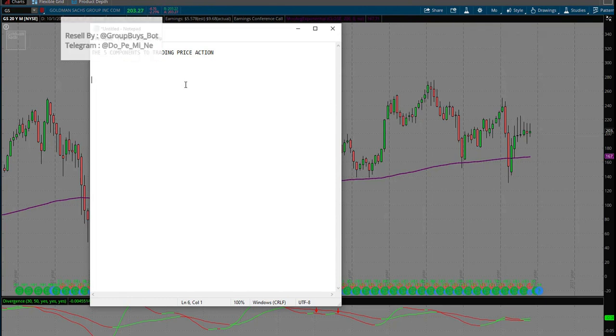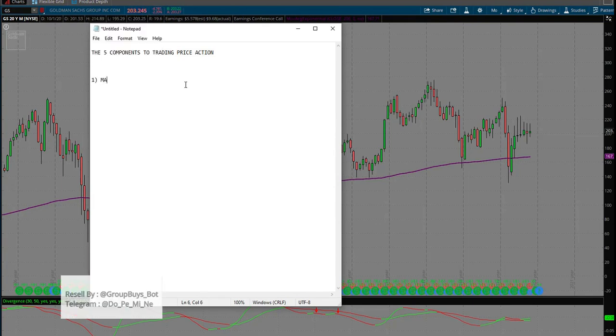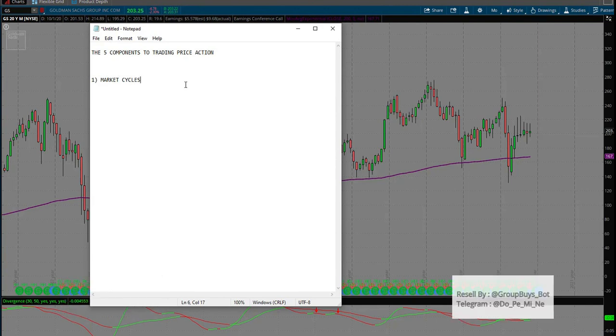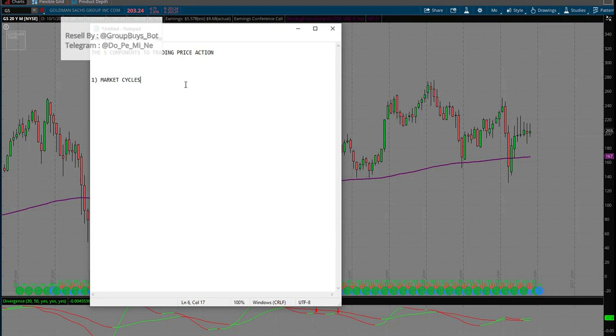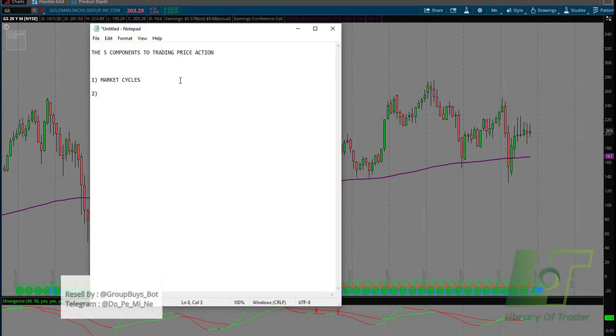So the first component that we're looking for in price action is identifying market cycles. There's 4 market cycles that we can really be in at any given time. It's going to be in an uptrend, then a period of distribution, then a downtrend, and then a period of accumulation. The second component that we want to talk about is identifying trend direction.